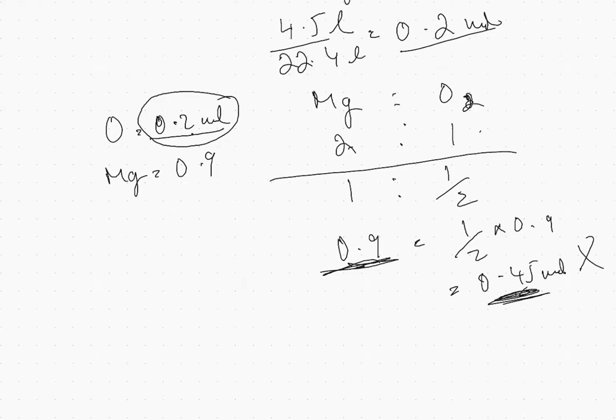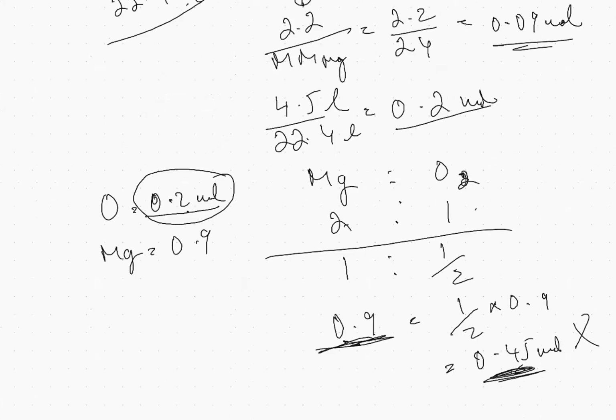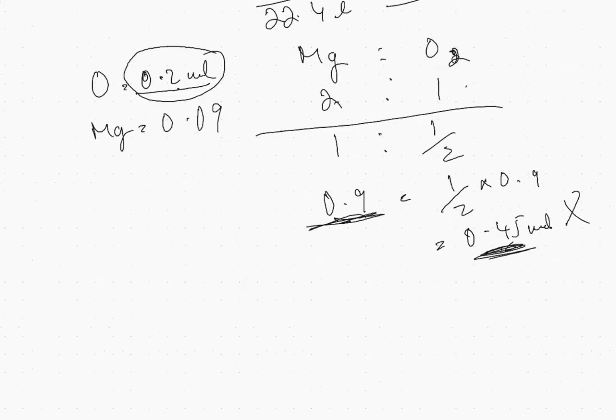It's going to work because it's 0.09. Okay, so it's not 0.9, it's 0.09. So if you use 0.09, I need only half times 0.09, right?